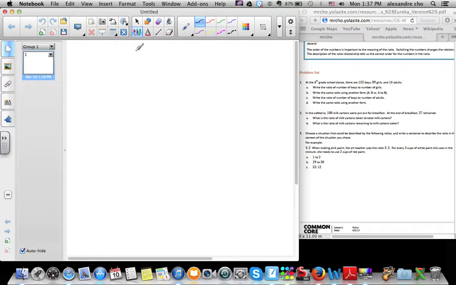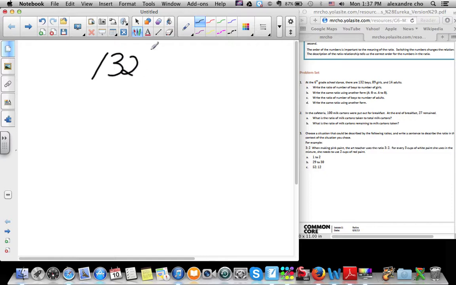Alright, so we're going to do page 3. And on page 3 it says, at the 6th grade school dance, there are 132 boys, 89 girls, and 14 adults. A. So let me write that down. 132 boys, 89 girls, and 14 adults. Okay, write the ratio of number of boys to number of girls.